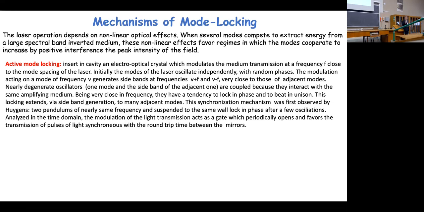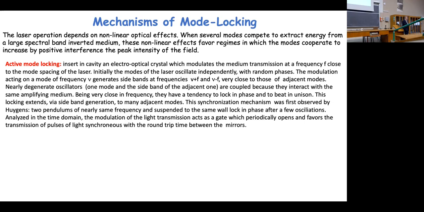Here, in the case of optical oscillation, it's one mode with its sideband. The sideband of the mode has almost the same frequency as the next mode, and so they start to oscillate together, and so they synchronize. But since you have a lot of modes, they all will go in sync together with a very well fixed frequency difference. And this is active mode locking. You can do that by modulating the response of the medium, by modulating the index at a frequency close to the spacing between the modes.